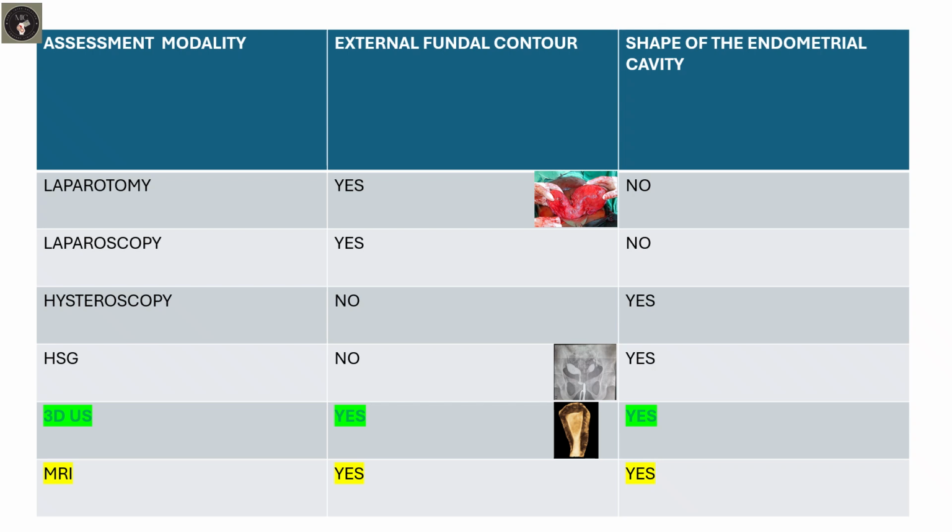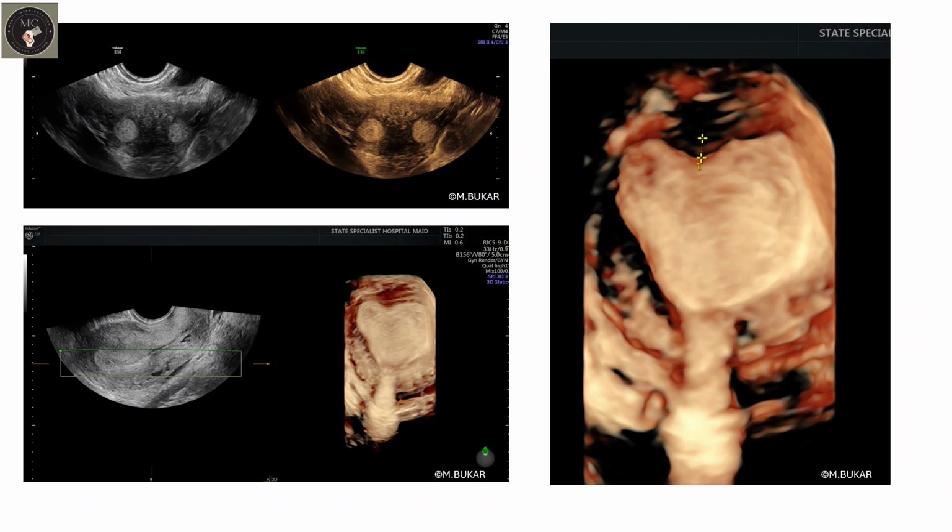When using 3D ultrasound and magnetic resonance imaging, both the external fundal contour and the endometrial shape are clearly seen. So, ultrasound is the primary diagnostic modality of congenital uterine anomaly, especially 3D ultrasound. Now, these are the 2D images. You can see two distinct endometrial cavities. Here is a fire mode. And of course, the primary diagnostic modality of choice is 3D ultrasound.